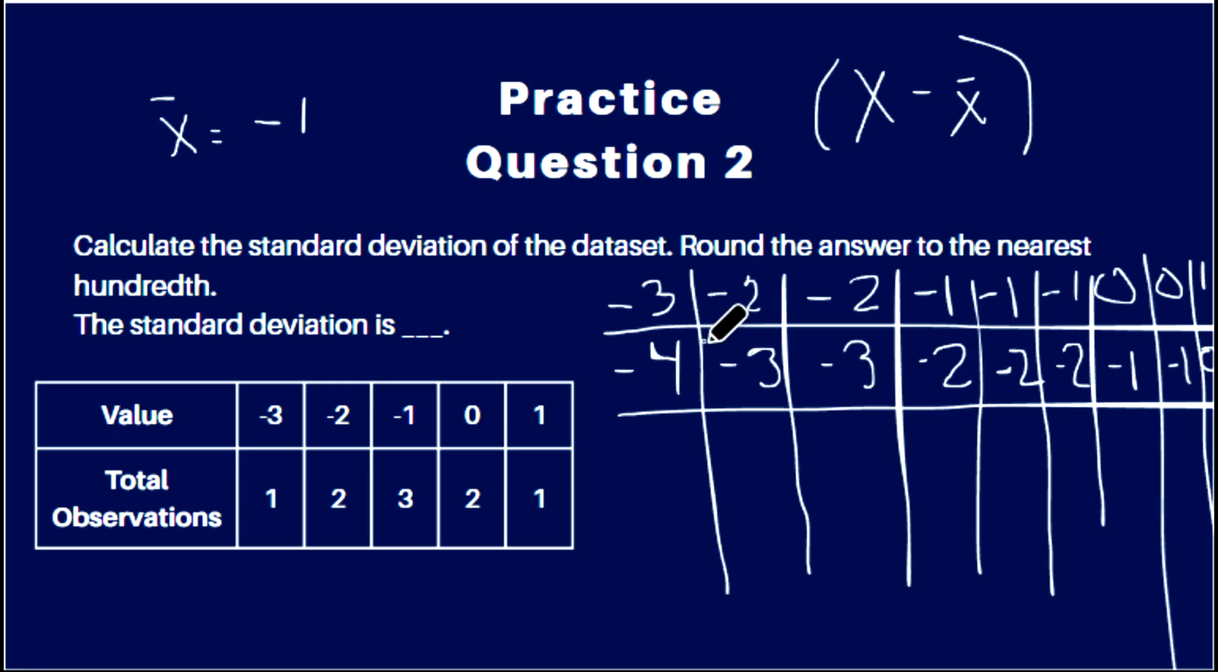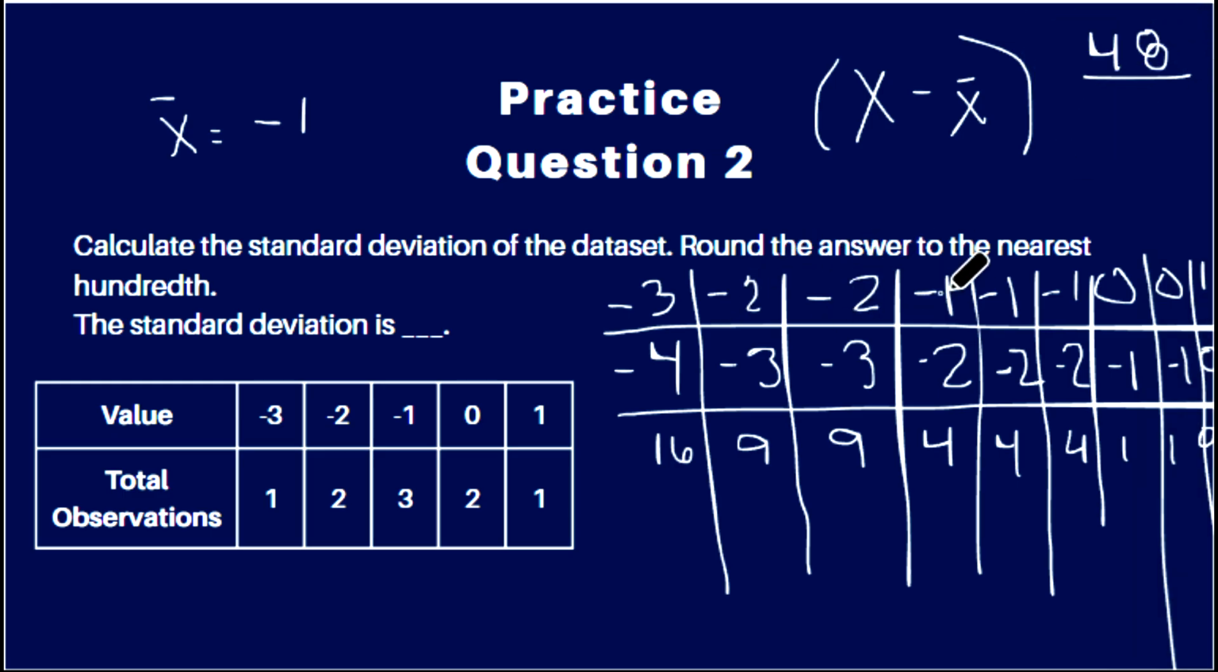Let's square all of these. 4 times 4 is 16, and 9, 9, 4, 4, 4, 1, 1, and this is 0. Now we need to add all these together and find another mean. So we have 16 plus 9 plus 9 plus 4 plus 4 plus 4 plus 1 plus 1 gives us 48. And it's going to be 48 divided by n minus 1.